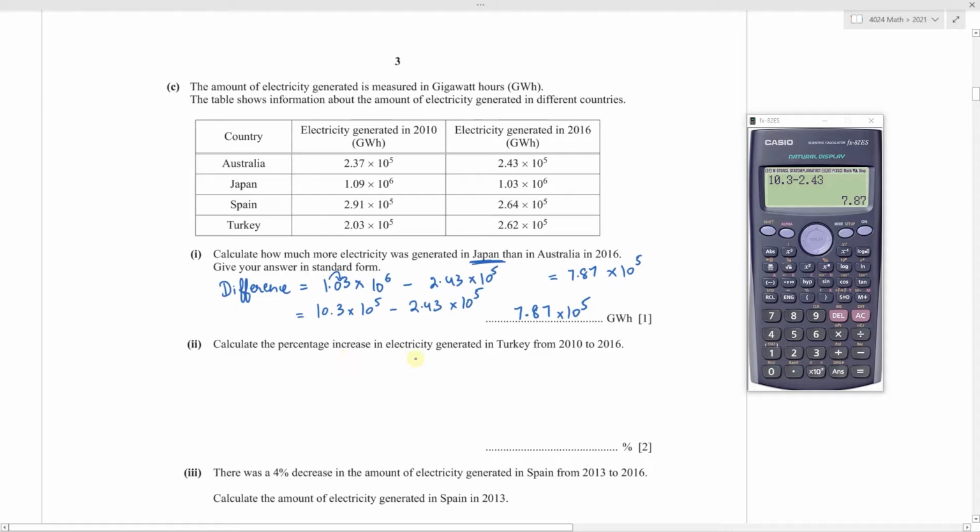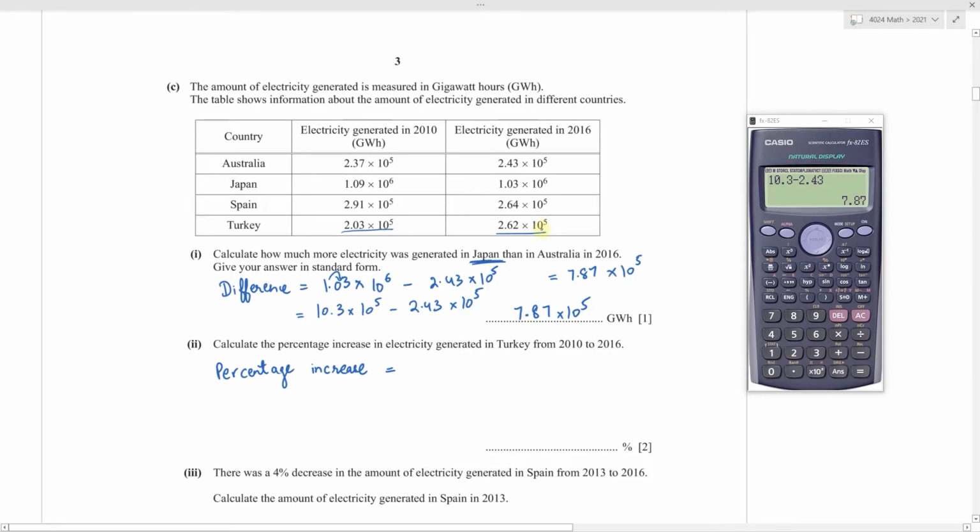Calculate the percentage increase in electricity generated in Turkey from 2010 to 2016. So you have to find the percentage increase. So what's the percentage increase? Final value minus the original value divided by the original value and then multiplied by 100.